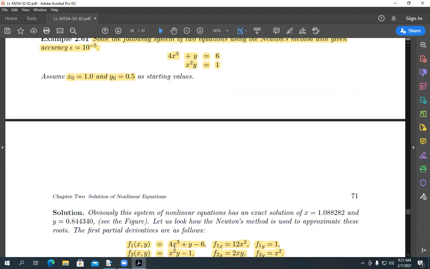When you take the derivative with respect to x, we consider the other variable must be constant. So what is the derivative of 4x cubed? It's 12x squared. What is the derivative of y with respect to x? It is 0. So we have this one.